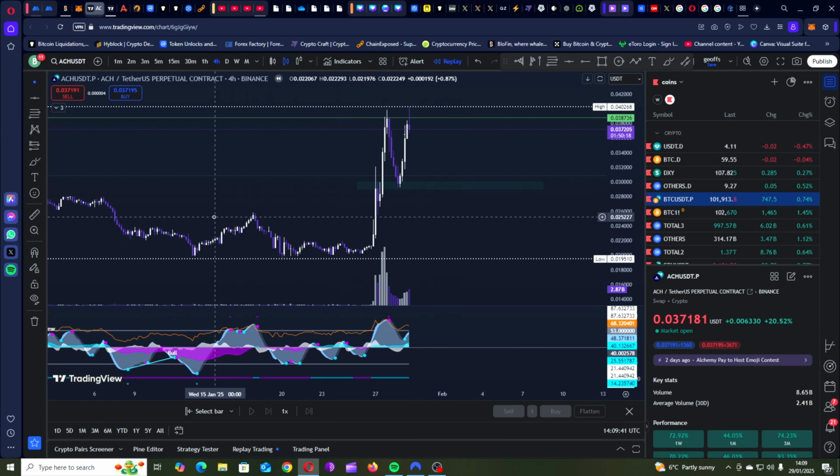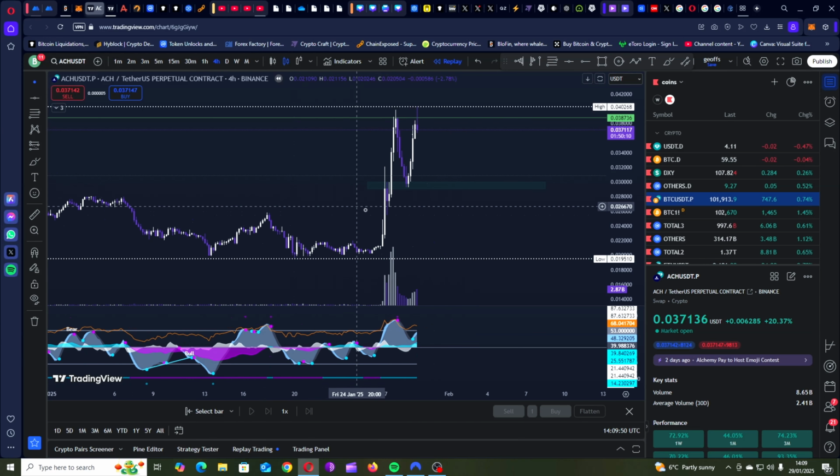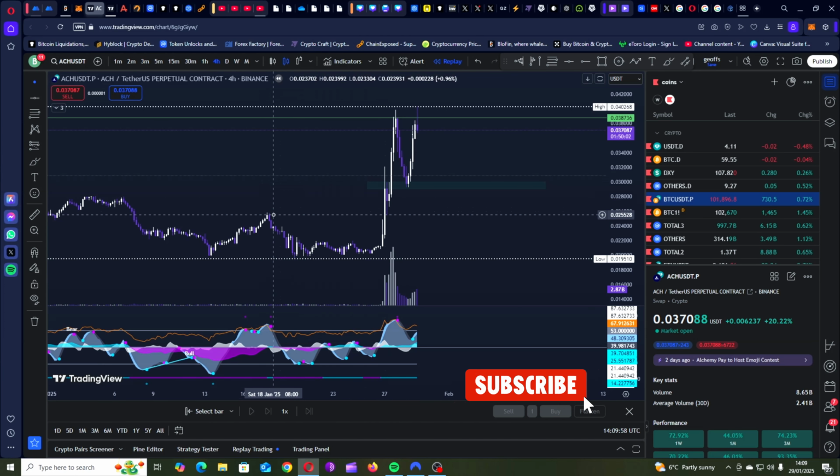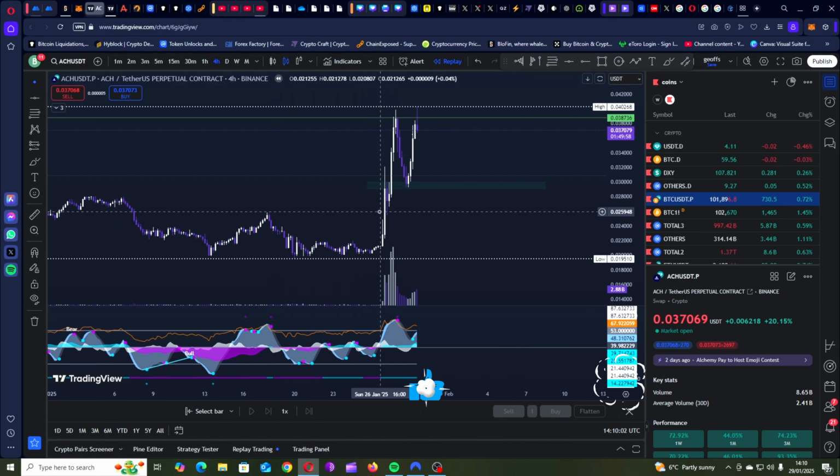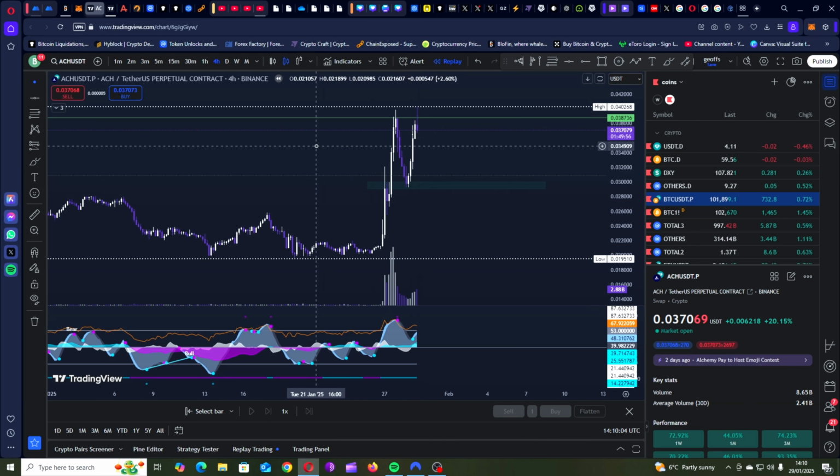Look here. 4 hour, we had structure there where it rejected. What did that coin do? It came down, it tested prior resistance, and used it as a support band and pumped up.